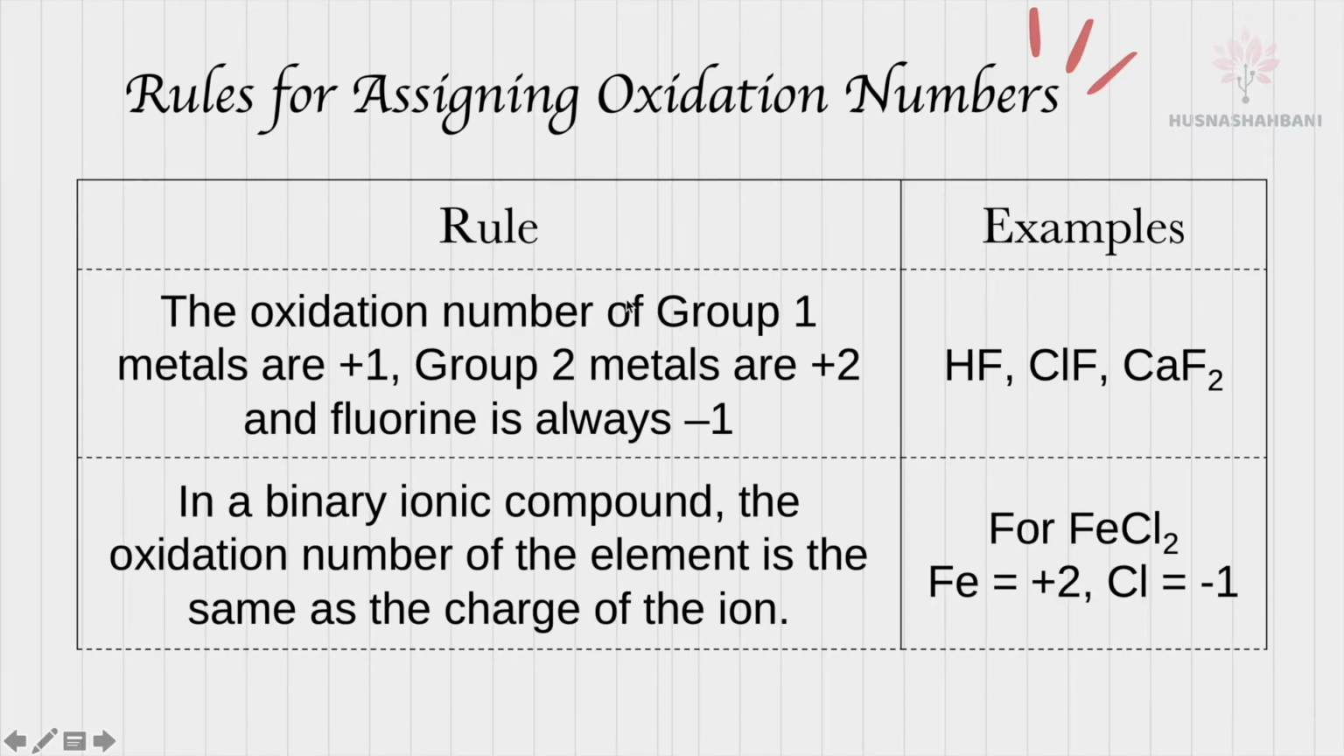The oxidation number of group 1 metals is always positive 1, group 2 metals always positive 2, and fluorine is always negative 1. In a binary ionic compound, the oxidation number of the element is the same as the charge of the ion. So Fe charge positive 2, Cl charge negative 1. The oxidation number for each individual ion is the charge of the ion.